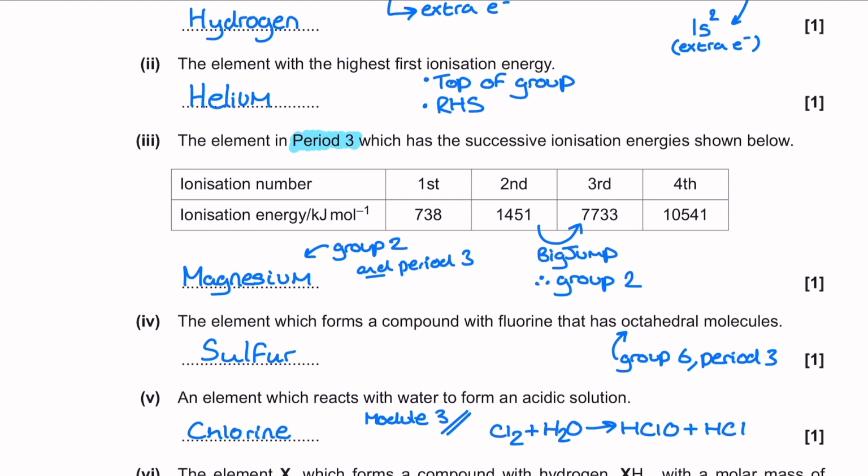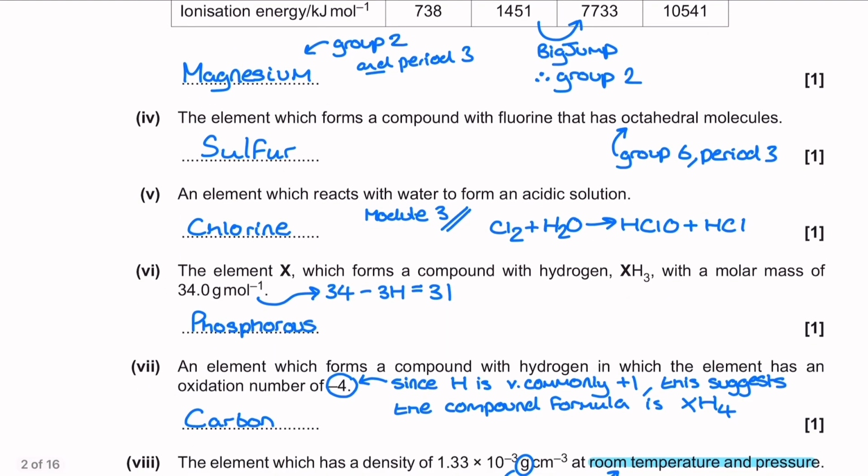I'm also going to make the estimation here that this is going to be from period 3 because we're looking for that hypervalency. We're looking for the idea of having more than just the octet rule for our outer shell. So here our correct answer to 4 is sulfur.